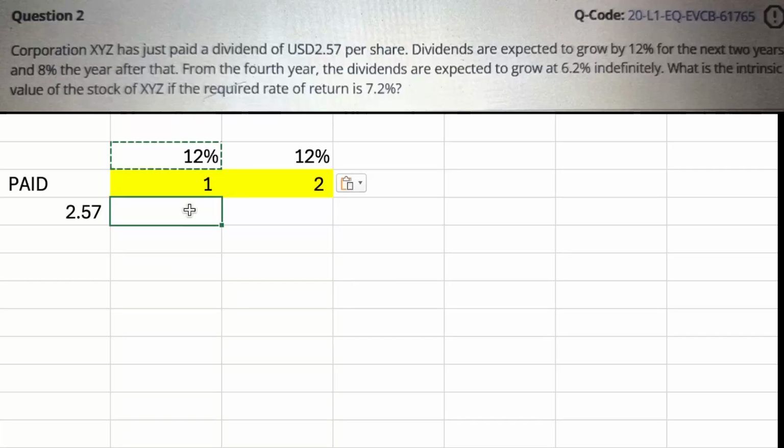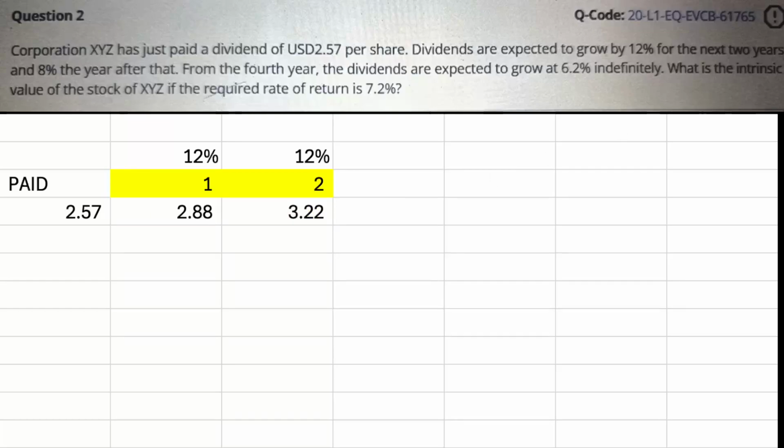So which means in year 1, the dividend is going to become 2.57 multiplied by 1.12, that's growing by 12%. We'll do the same for the next year. So it will be 2.88 multiplied by another 1.12. So this is going to be the dividend for the next 2 years.